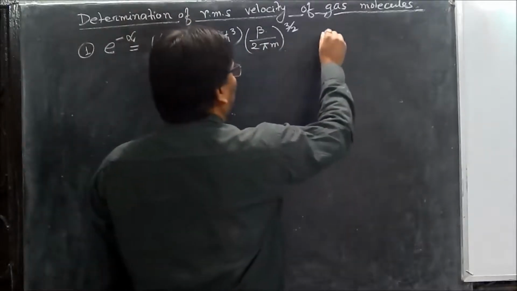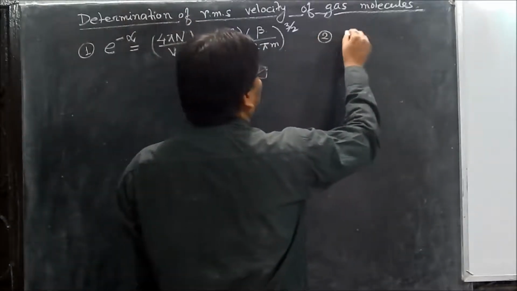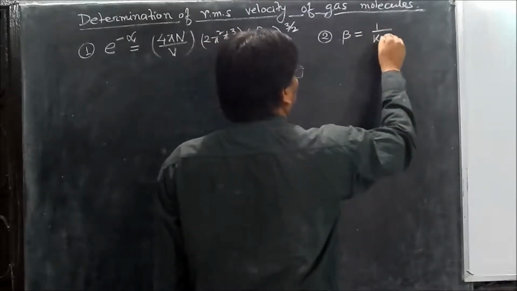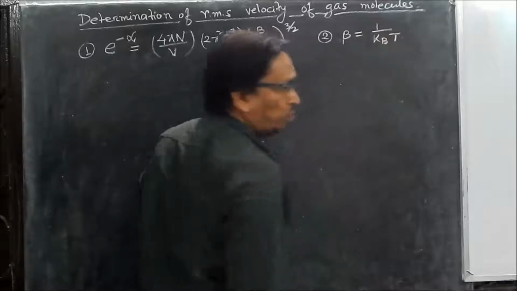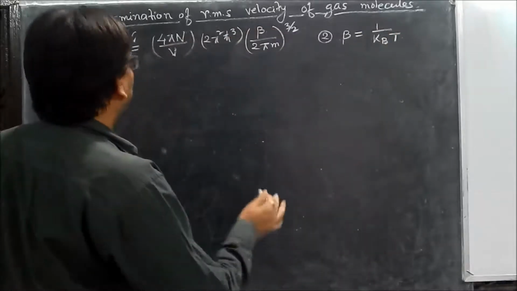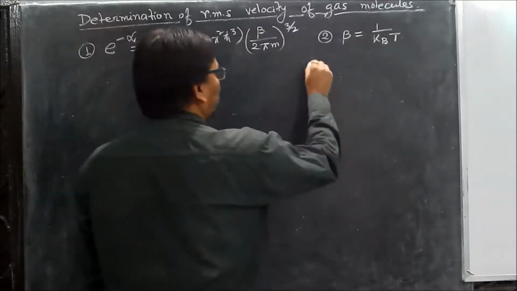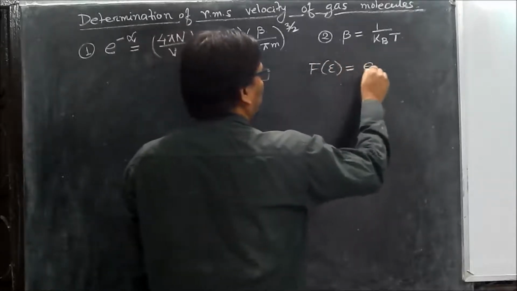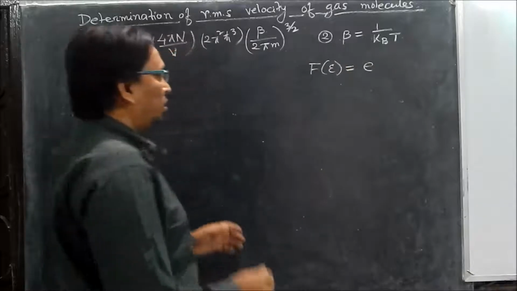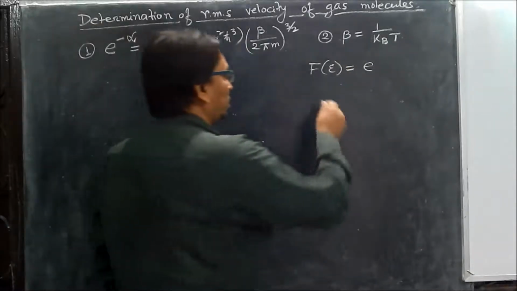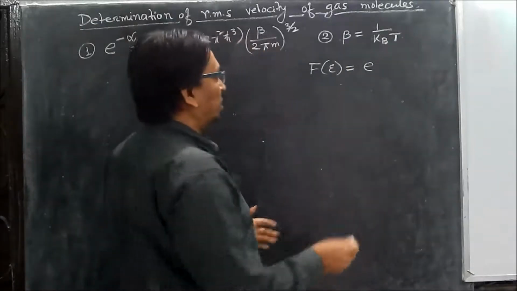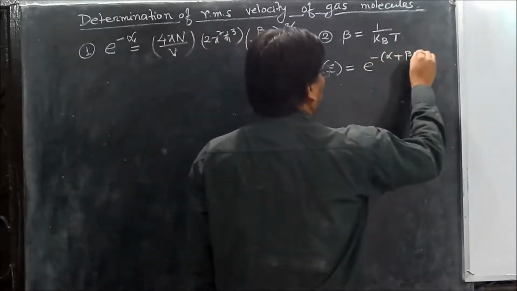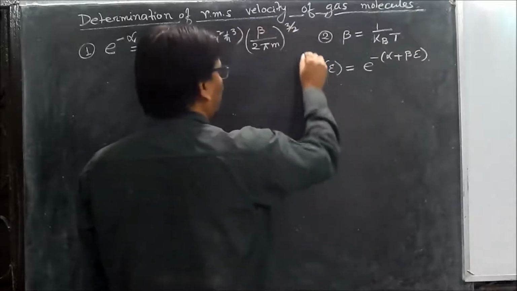And we have also derived the value of beta. So beta is equal to 1 by kBT, where kB is Boltzmann's constant, and as a whole this function of epsilon is actually the occupancy function, which was derived by Boltzmann specially. So this is e to the power minus alpha plus beta epsilon. So this is called the occupancy function.